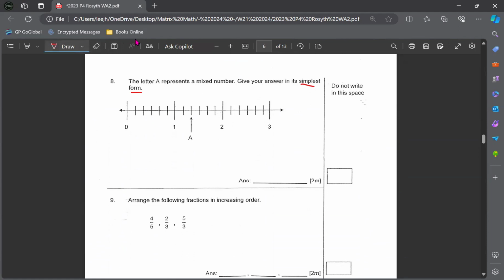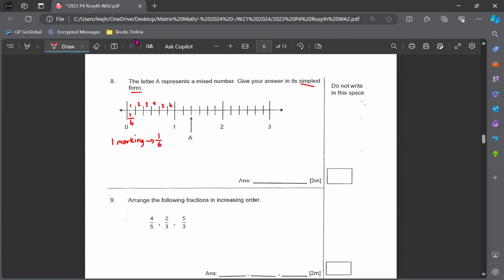So you know that from 0 to 1 is like one whole, two wholes, three wholes like that. Okay, so from 0 to 1, how many parts are there? There's actually 1, 2, 3, 4, 5, 6. So that means one marking is actually 1/6 of a whole. Okay. So A is over here.